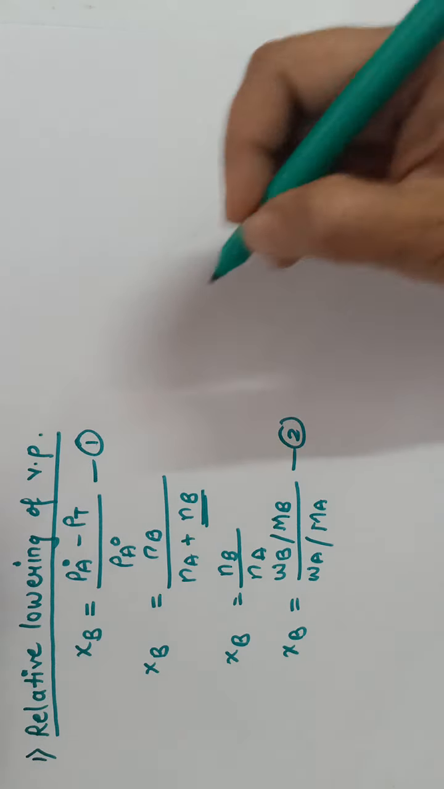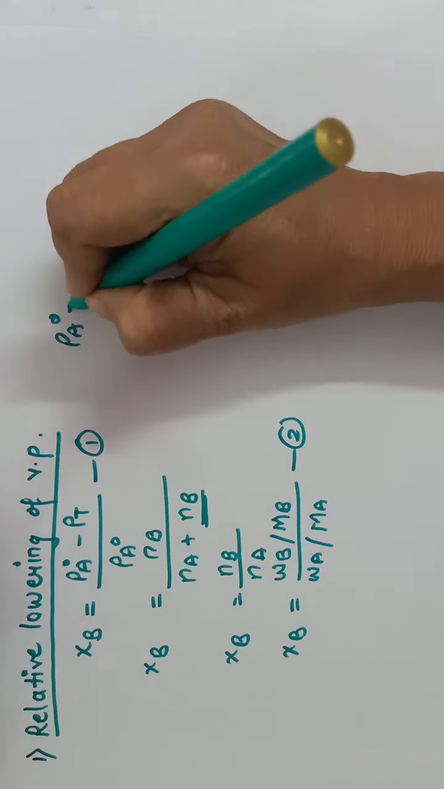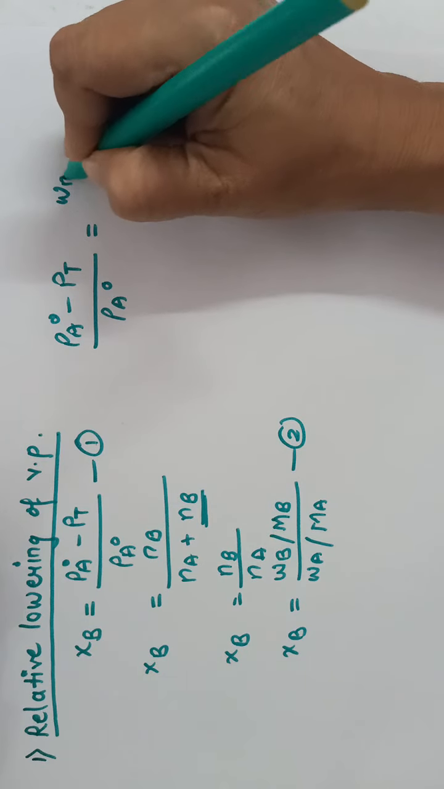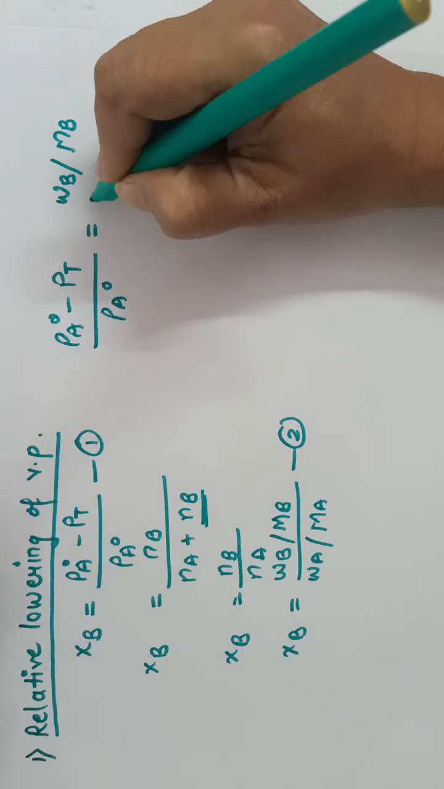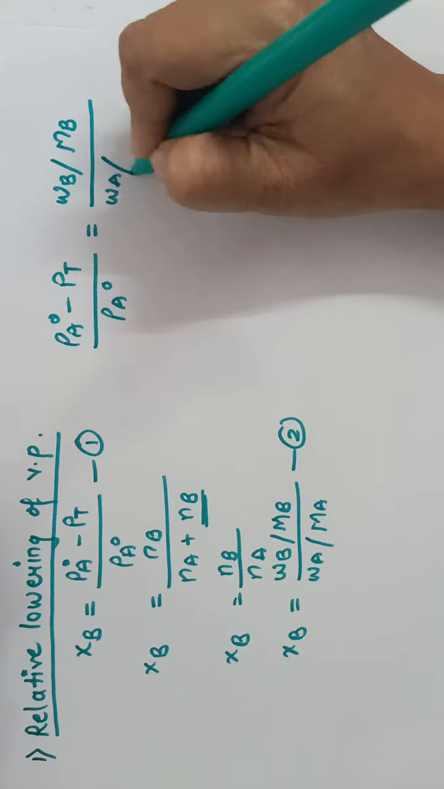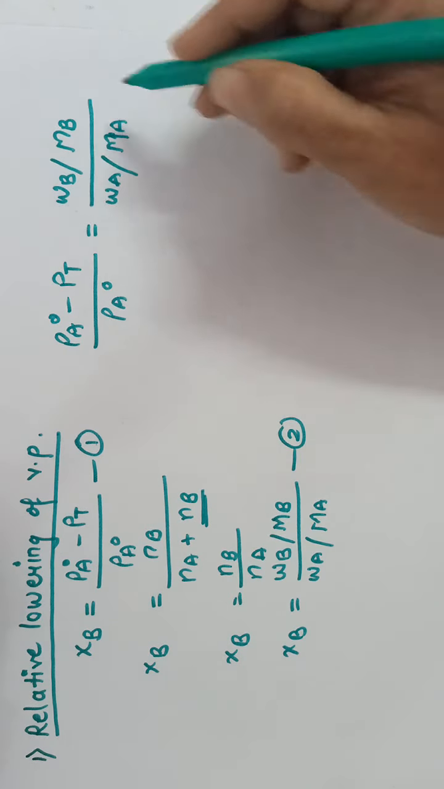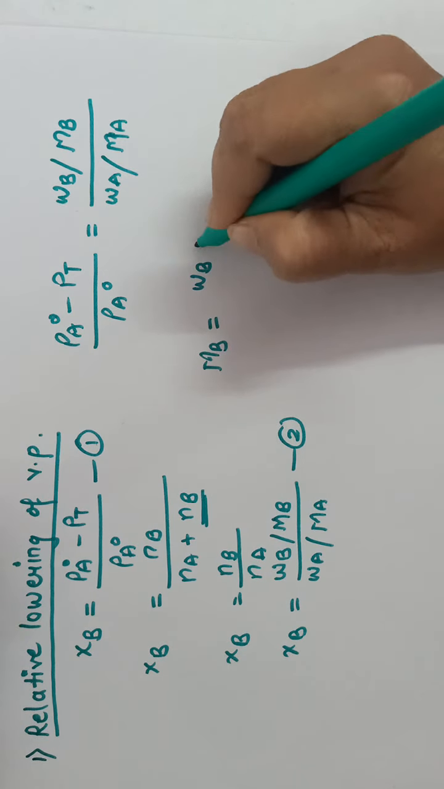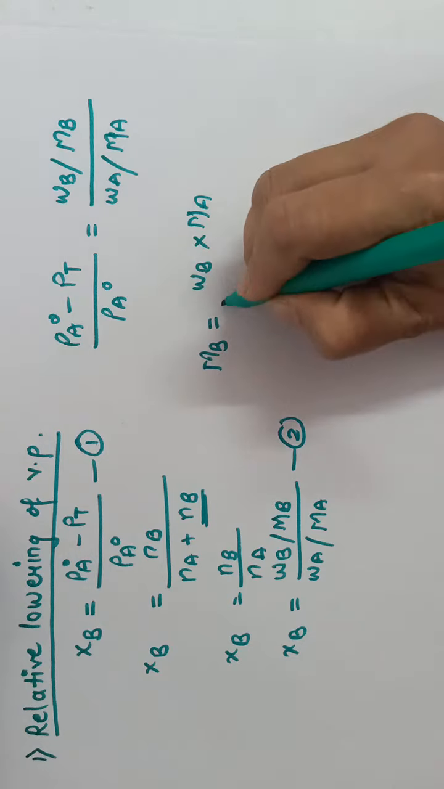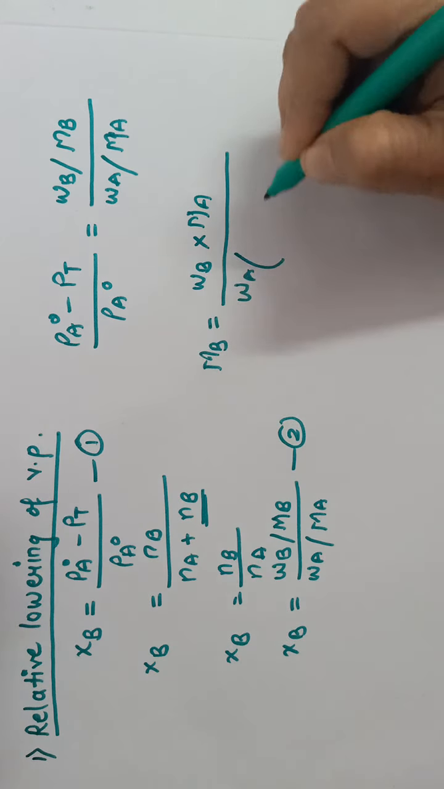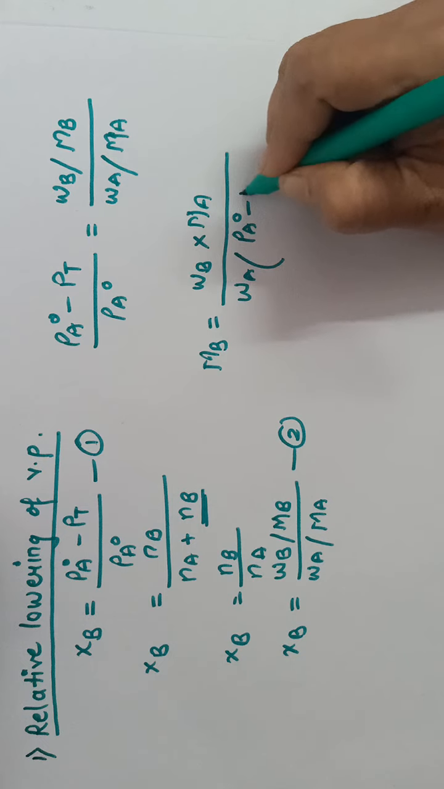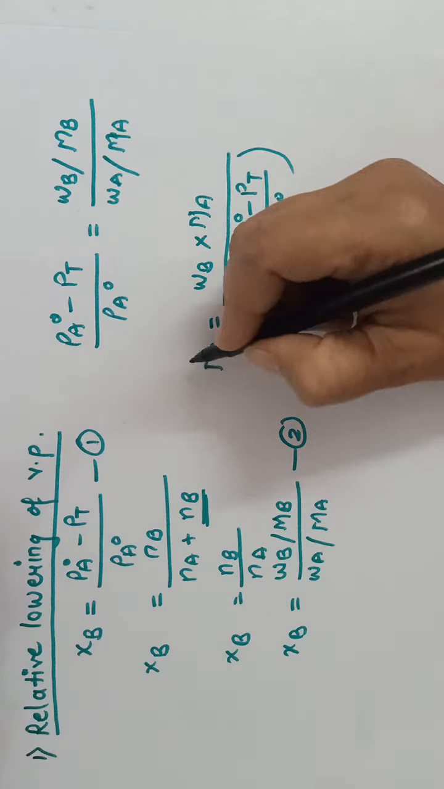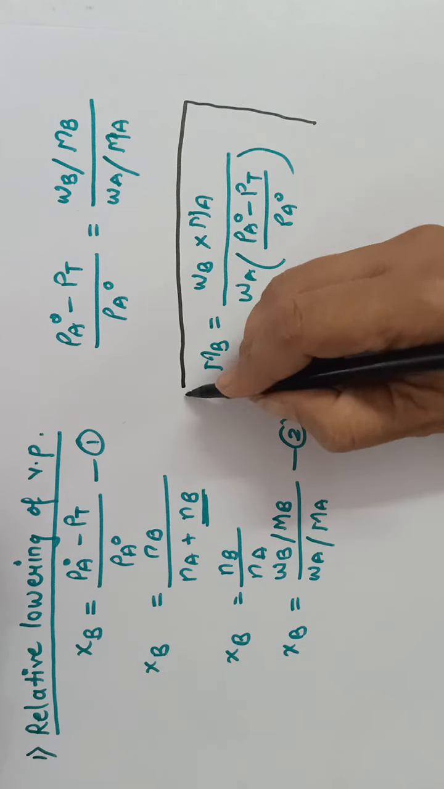Comparing equations 1 and 2, we get (Pa° − Pt) upon Pa° equals (WB upon MB) upon (WA upon MA). Rearranging this equation, we get MB equals WB into MA upon WA into (Pa° − Pt) upon Pa°. So this is your formula which will be important with respect to numericals.